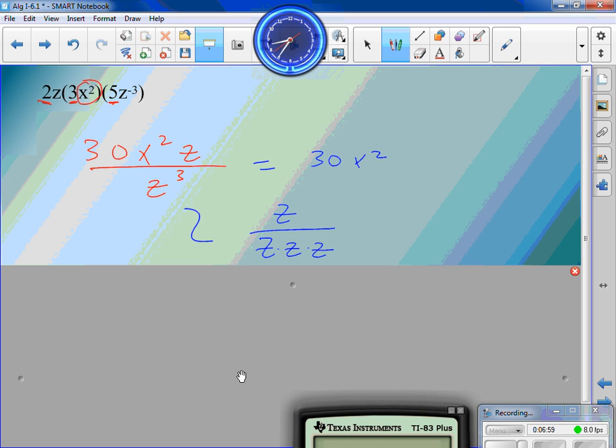There's more z's on the bottom, correct? How many more? 2 more. If I think about simplifying, z divided by z simplifies out. Z times z is z squared. They simplify out. If I had 4 over 12, what do you do to simplify?